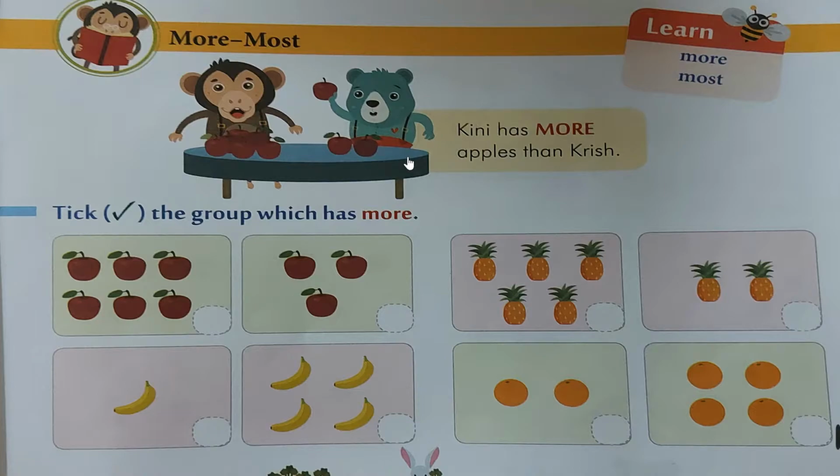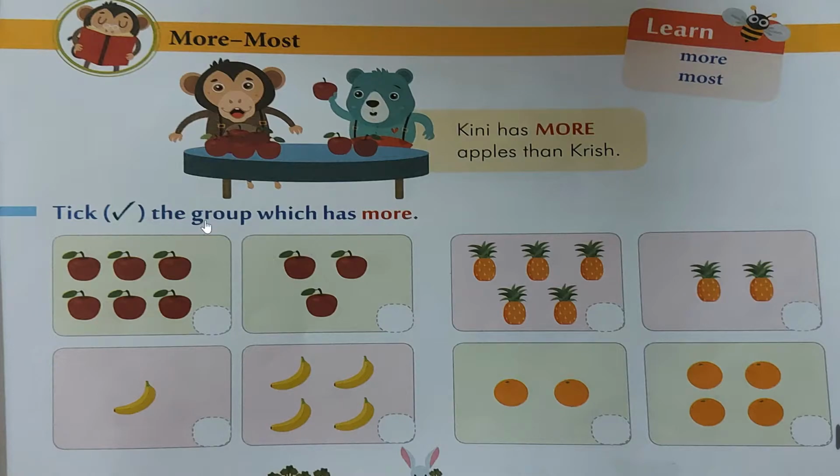See this image, children? Who are there in this image? Kinney and Krish. They are having apples with them. Who has more apples, children? Kinney or Krish? Yes, Kinney has more apples than Krish. Now let us do the exercises.